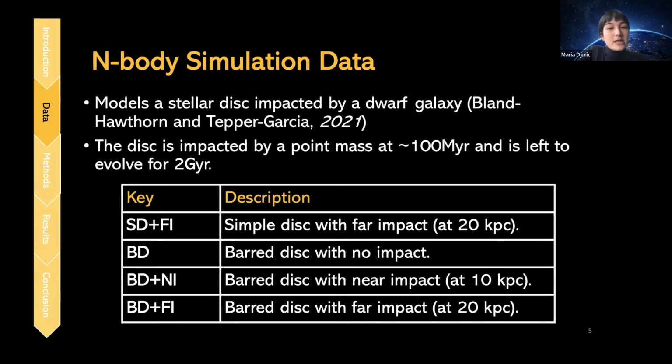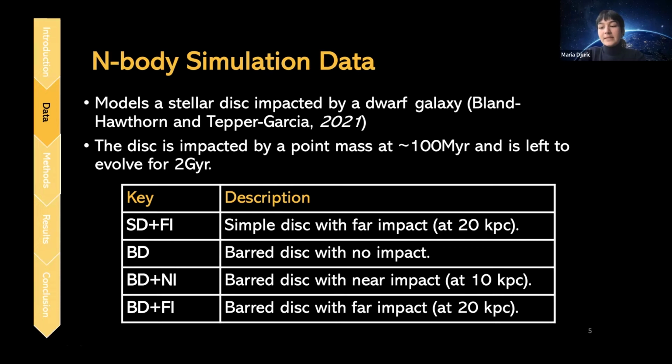The 4 main variations of the model that I considered are shown here. The first is just a simple disk with no central bar, and it has an impact at 20 kiloparsecs out from the galactic center. The following 3 models contain a central bar where one has no impact and the other 2 are impacted at 2 different distances from the galactic center.